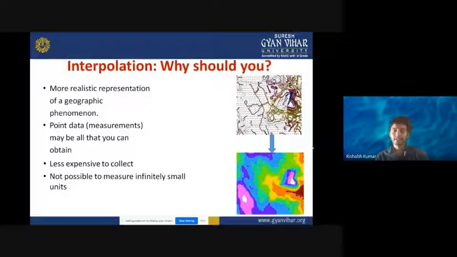Okay, and it is less expensive to collect data this way. You just make measurements at some selected points, and for the rest of the region you can calculate the value by using the interpolation method. So you do not need to take data at every single place. You just take the measurement at some specific locations. For the rest of the region you can find out the value by interpolating. So that is why interpolation should be done.